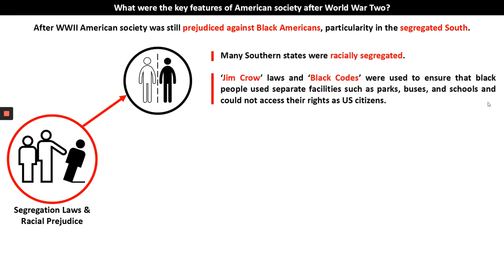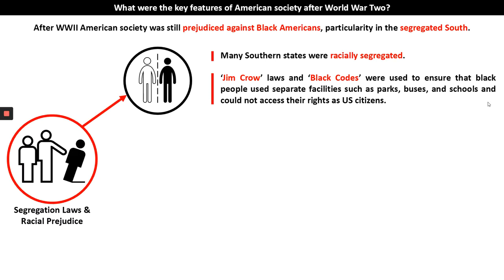Many southern states were racially segregated, and that just means split by race. Things like the Jim Crow laws and black codes were used to ensure that Black people used separate facilities, such as parks, buses, schools, water fountains, swimming pools, different entrances to go into cinemas.